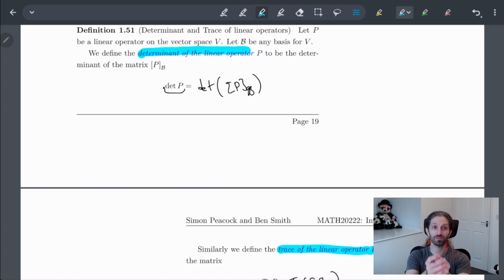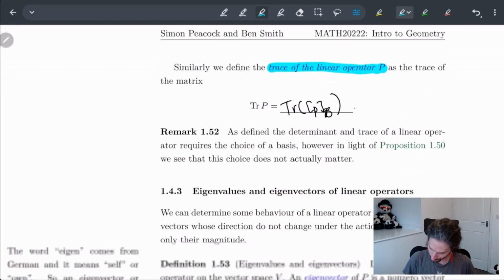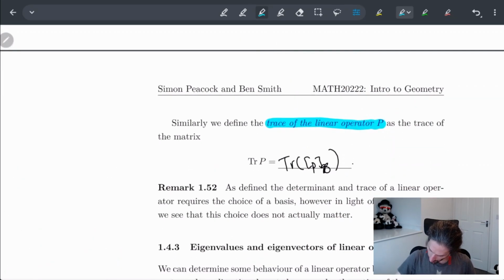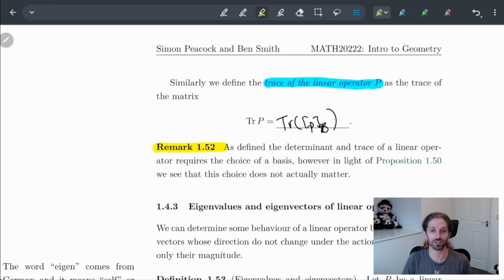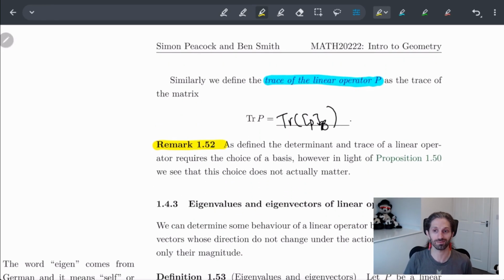So the determinant of the linear operator is going to be the determinant of one of these matrices. I don't really care which one, just choose one of them. And a hint, the nice one to choose is the canonical one, the standard orthonormal basis, which makes this nice and easy. This remark is exactly what I said. It requires a choice of basis, but once we've chosen it, it doesn't matter because the determinant value is going to stay the same.